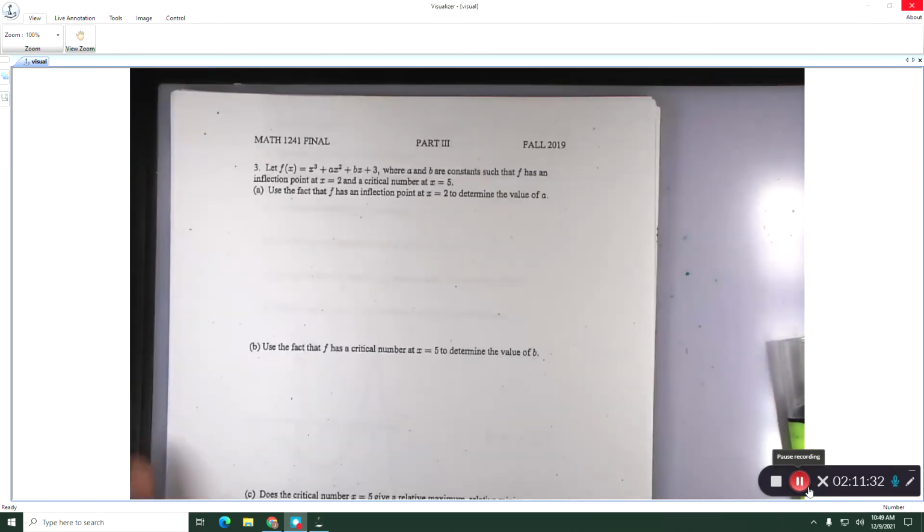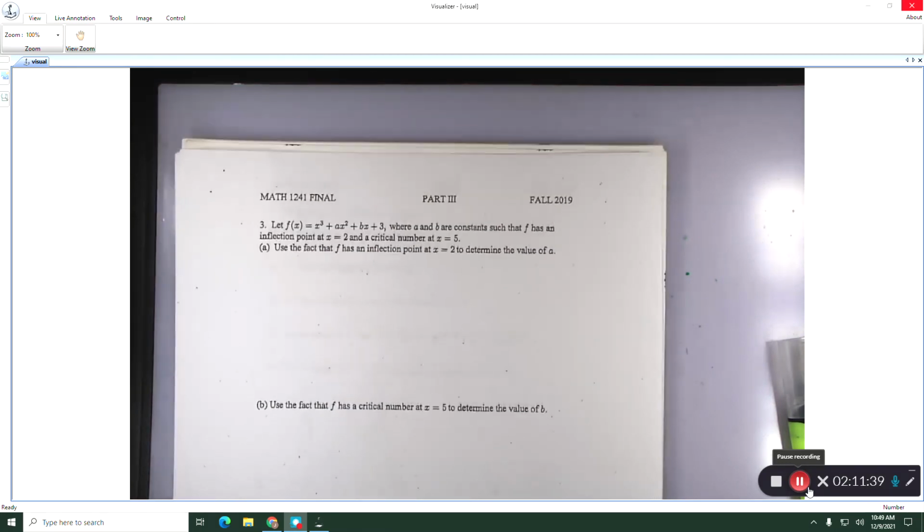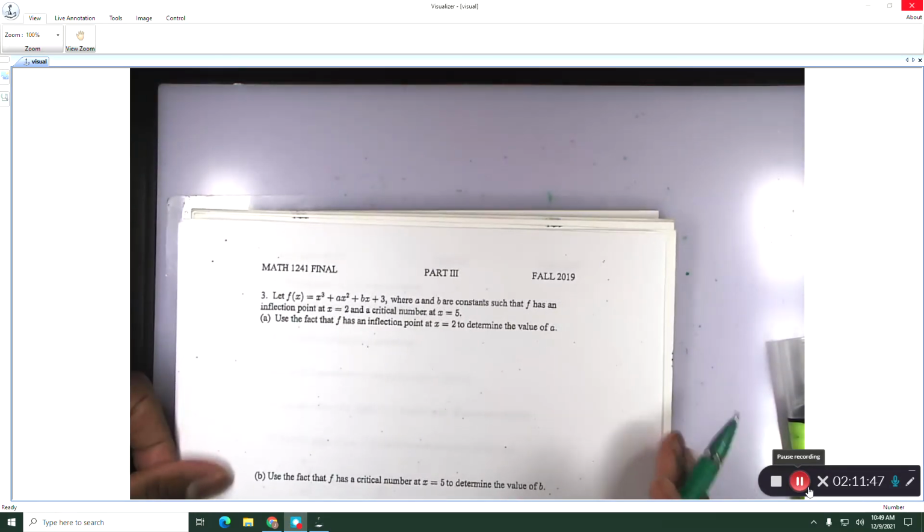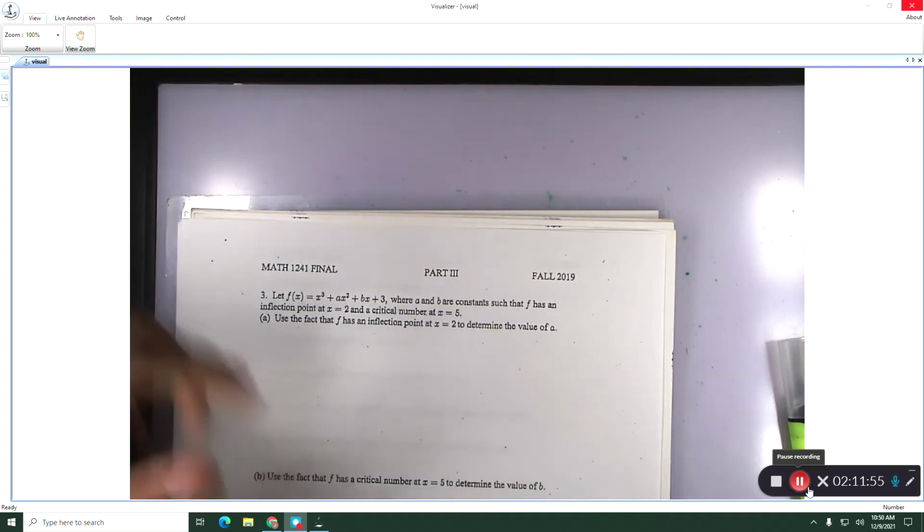So we're coming down to the end. We're getting down to the end, and we're getting back to critical numbers, inflection, max and minimums. It says, let f of x equal x to the third plus ax squared plus bx plus 3, where a and b are constants such that f has an inflection point at x equals 2 and a critical number at x equals 5. So it's broken up into parts.